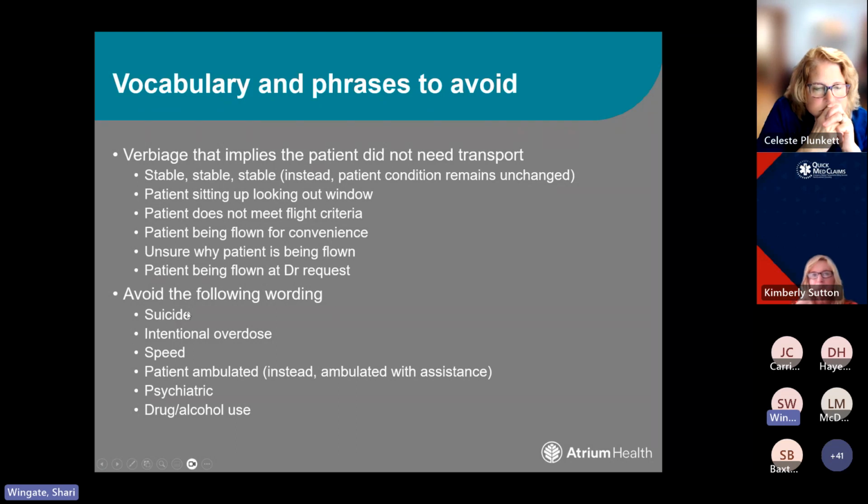Avoid using words like suicide, intentional overdose, speed was a factor, patient ambulated. Instead say ambulated with assistance if that is true. Try not to say psychiatric and try not to refer to drug and alcohol use.